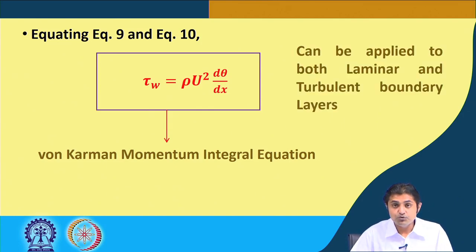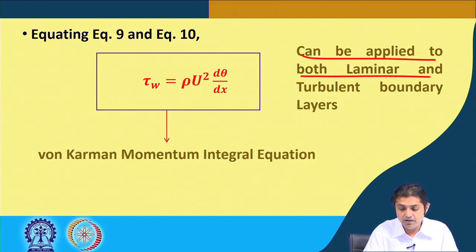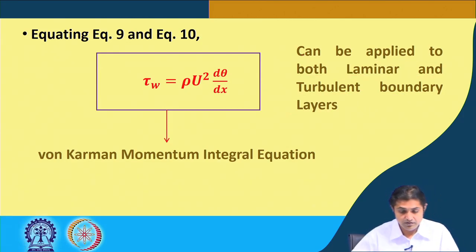And the beauty of this equation is it can be applied to both laminar and turbulent boundary layers. So this is the general equation, because we have not at any point in time assumed whether the flow is laminar or turbulent. All right.